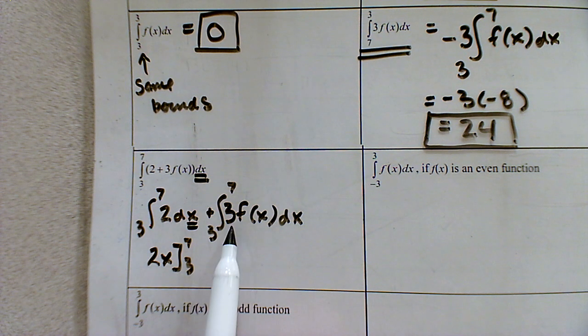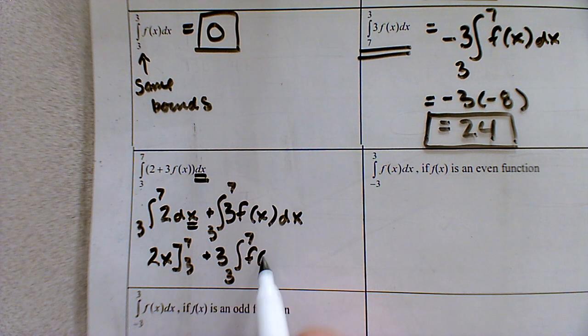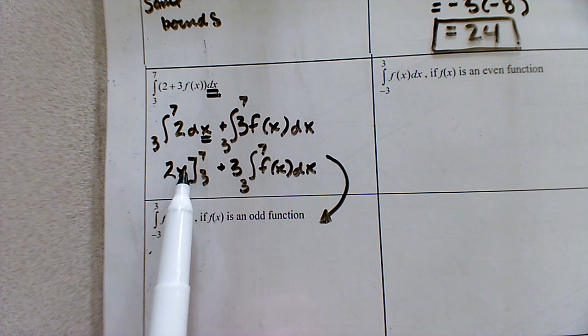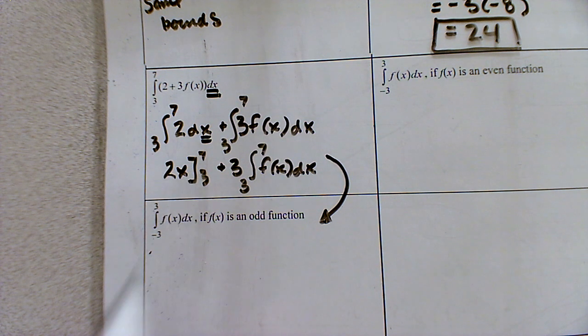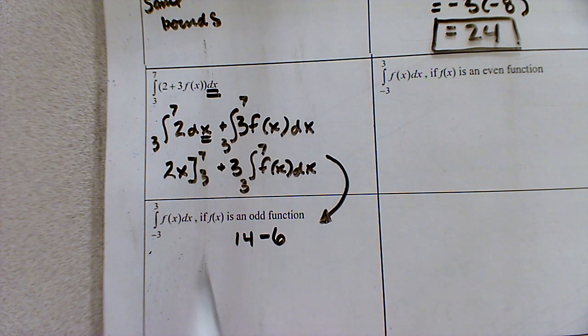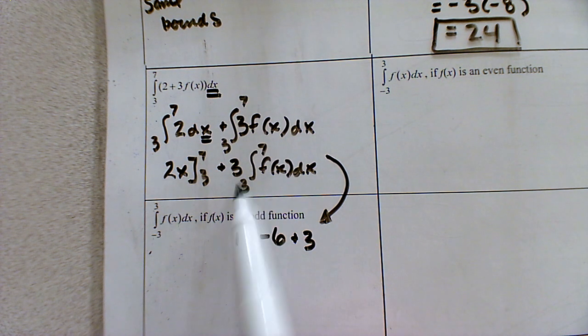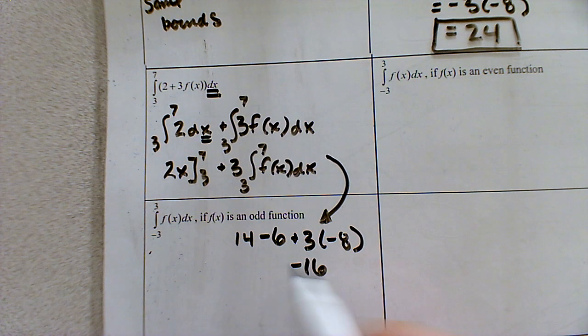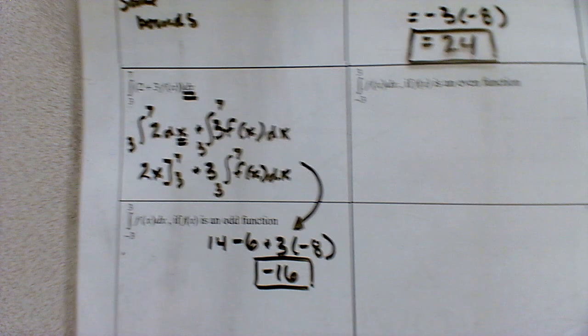My next integral, I might be able to use a property here by pulling out that 3 as a coefficient. All right, I'm going to continue to work down here just because I'm running out of room. If I look at my first term here, I need to evaluate 2x from 3 to 7. According to the fundamental theorem of calculus, I plug in my top bound first, which would be 14. Then I subtract what I get when I plug in the bottom bound of 3, which would be 6. And if I continue through my calculation, I need to add 3 times the area from 3 to 7, which we know from the top is negative 8. So I believe altogether this is going to lead us to an area value of negative 16.